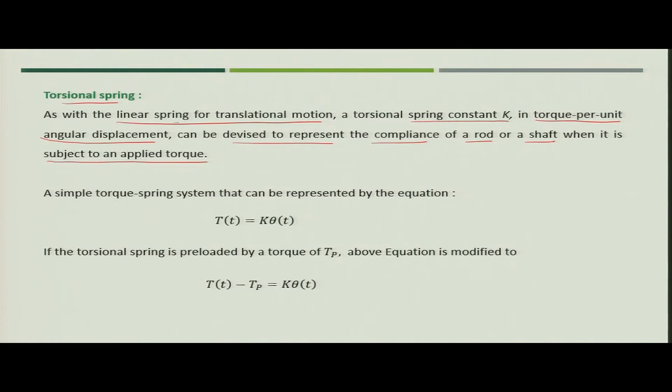A simple torsional spring system can be represented by the equation T equal to k theta, that is, the torque at any time t is k times theta at that time t. Now, if the torsional spring is preloaded by a torque, say T p, the above equation can be modified: torque T minus T p, the preloaded torque, equal to k theta.